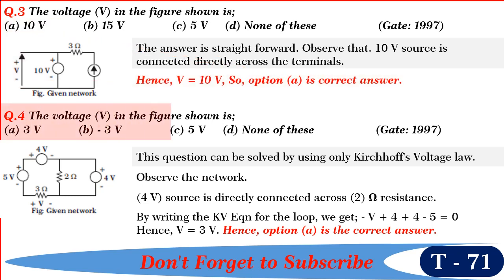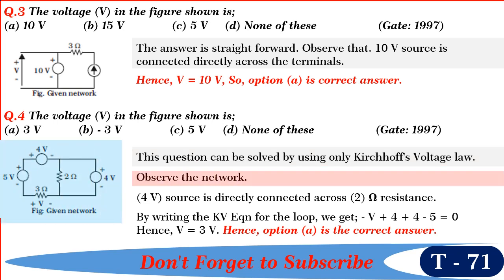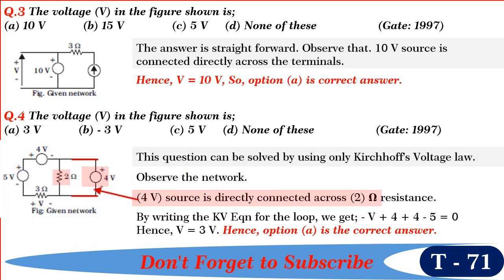Friends, next we shall solve another question of GATE 1997. We are required to find the voltage V across the 3 ohm resistance of the network shown in the figure. The question can be solved by using only Kirchhoff's voltage law. Observe the network. The 4 volt source is directly connected across the 2 ohm resistance.